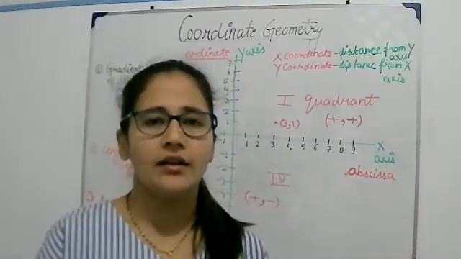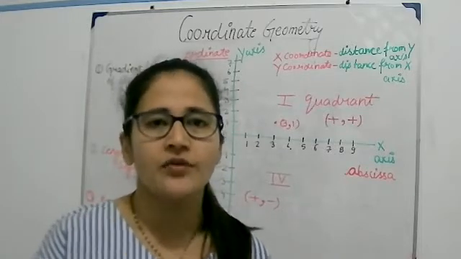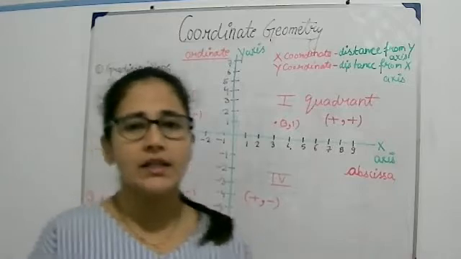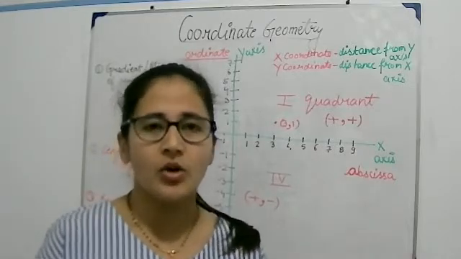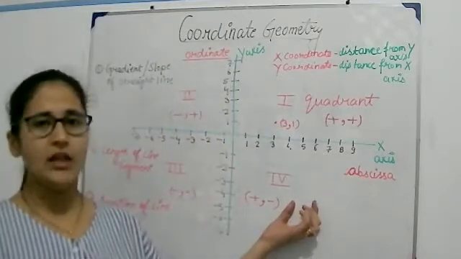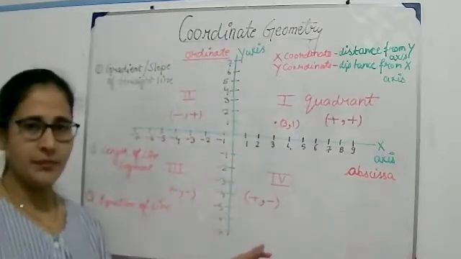This session is regarding coordinate geometry. Coordinate geometry is a study of geometry using coordinate system. And coordinate system is a system using two or more coordinates to find the position of any point. This is a coordinate system.